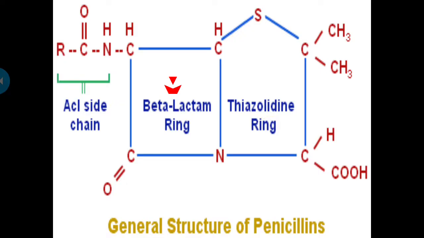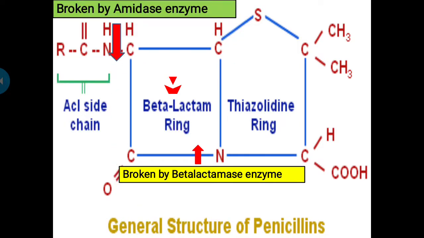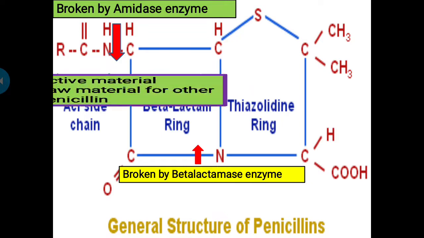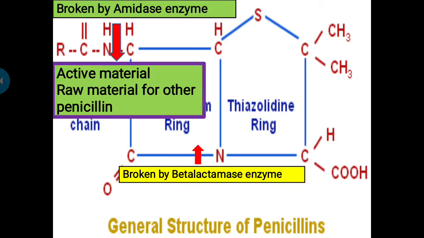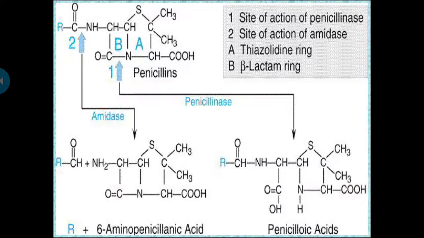Now there are 2 enzymes, amidase and beta-lactamase. This beta-lactam ring is broken by the beta-lactamase enzyme, and this side chain is broken by the amidase enzyme. After the amidase enzyme breaks it down, it is the active material or raw material for other penicillins, and after the action of the beta-lactamase enzyme, the remaining part is inactive, but it is responsible for the hypersensitivity reaction.